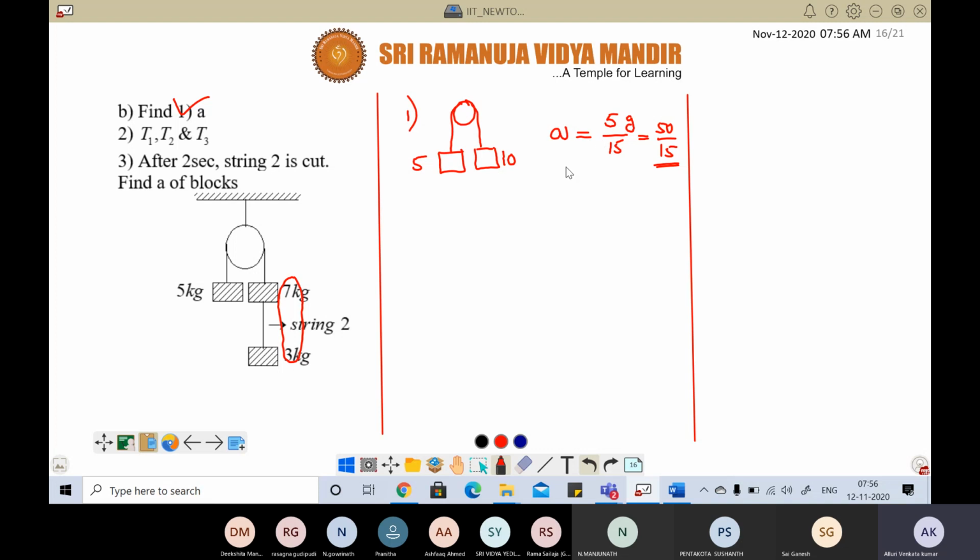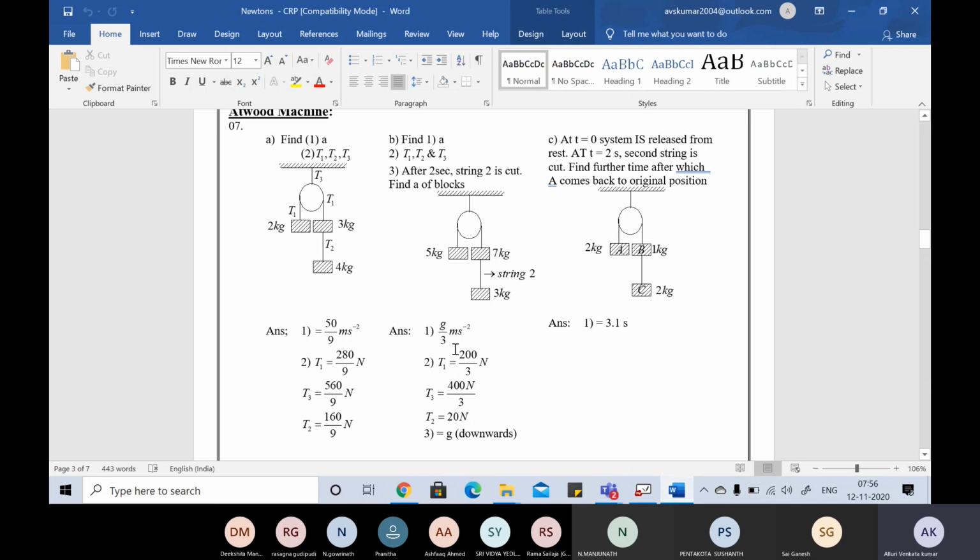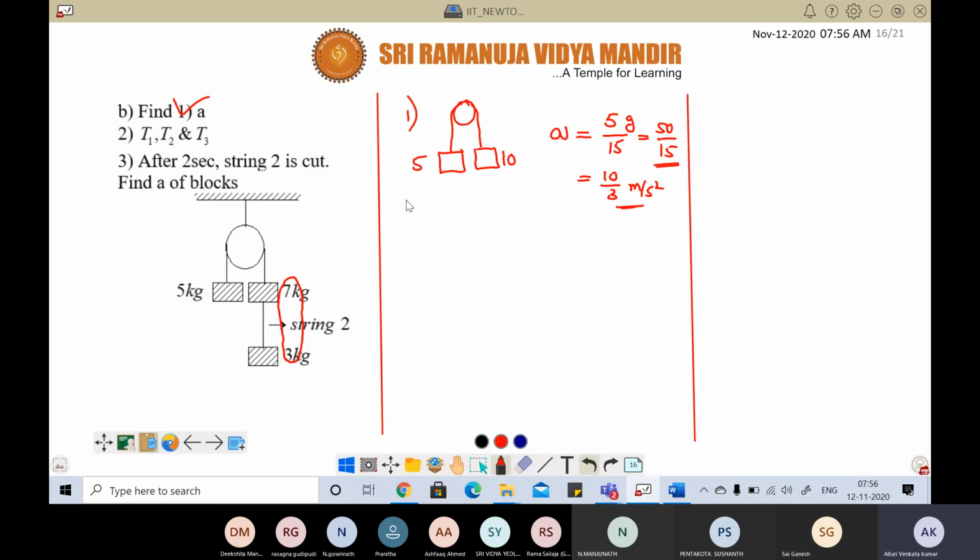So like this we can tell. That means 10 by 3 meters per second square. Answer is 10 by 3, g by 3. So like this we can calculate the first part.